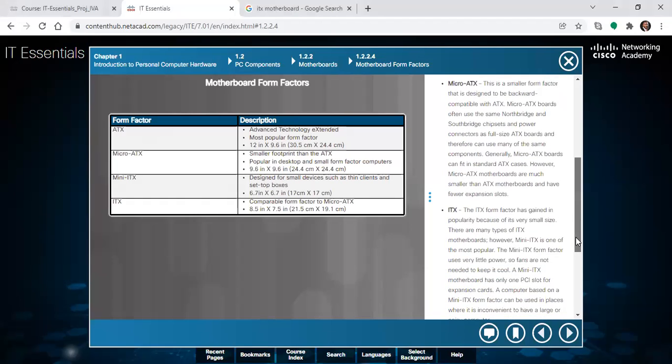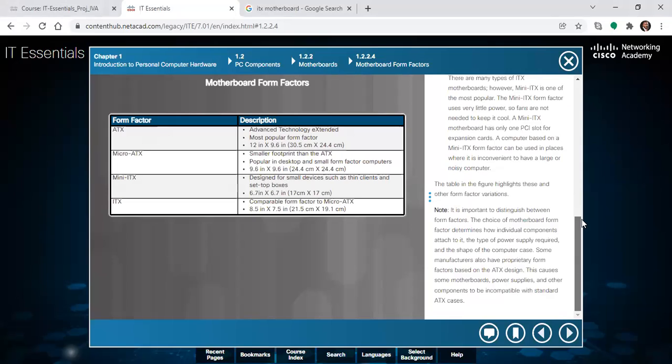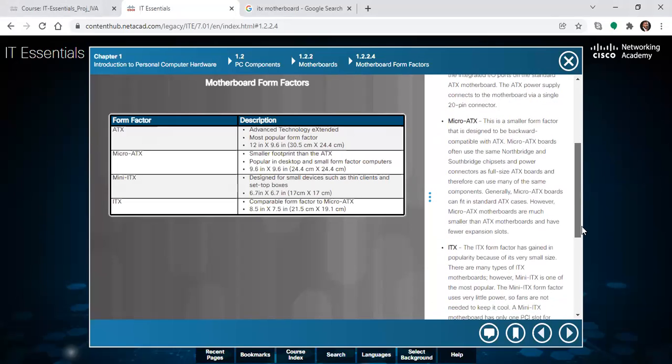Okay, can you see it now? Yes. You can see it now, right?